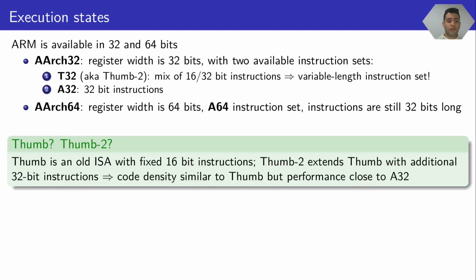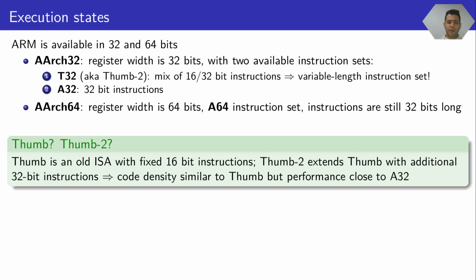Obviously, you also have the 64-bit version, but please keep in mind that in A64 you do not have Thumb. So Thumb-2 is a feature available only on 32-bit ARM.